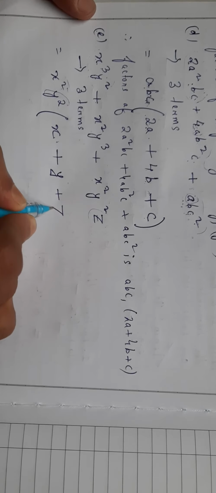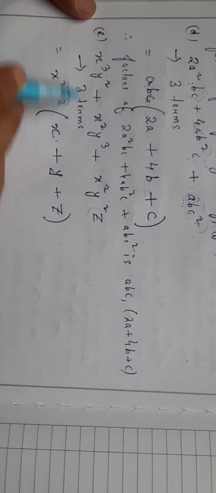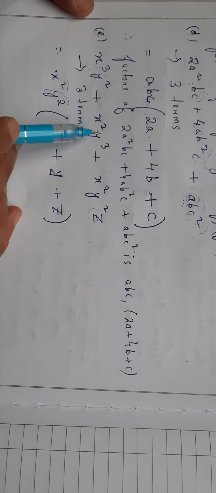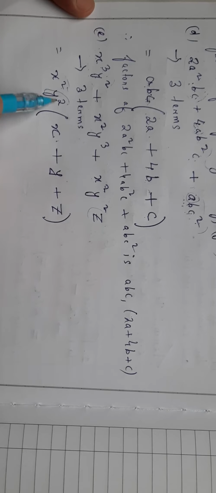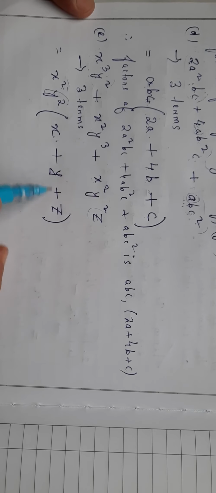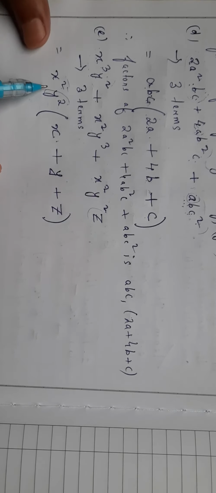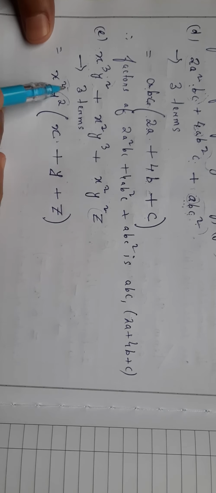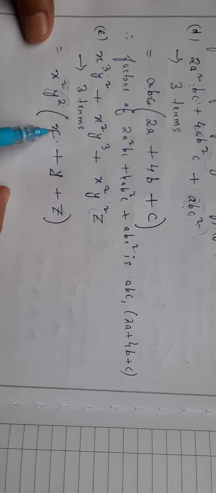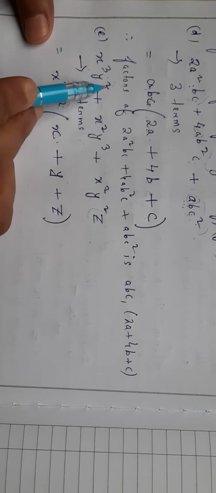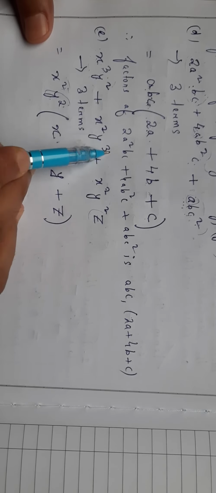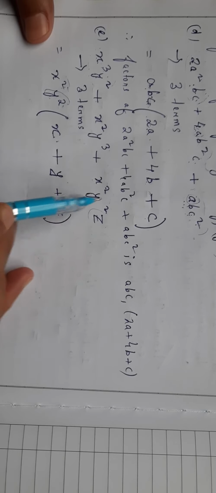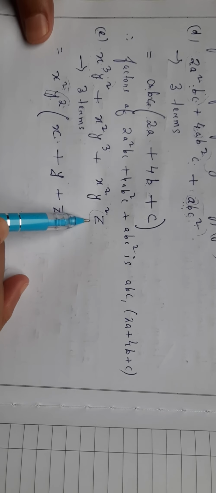Therefore the factors of x cube y square plus x square y cube plus x square y square z is x square y square and x plus y plus z. And you can verify your answer whether this is correct or not. X square y square into x is x cube y square. X square y square into y is x square y cube. X square y square into z is x square y square z.